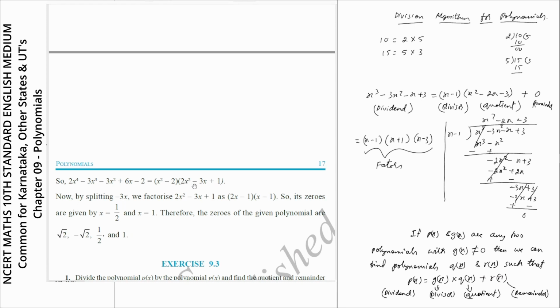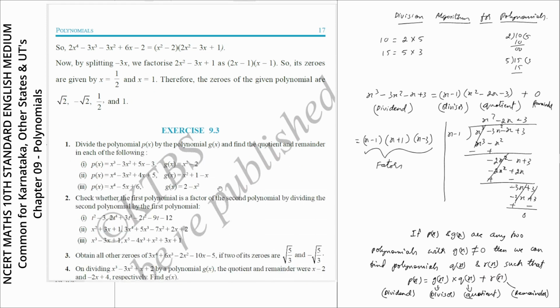Again if we factorize 2x square minus 3x plus 1, we get the remaining two zeros, that is 1 by 2 and 1. 1 by 2 and 1 are the zeros of the given polynomial. Root 2 and minus root 2 were already given. We found out 1 by 2 and 1, the other zeros of the polynomial.